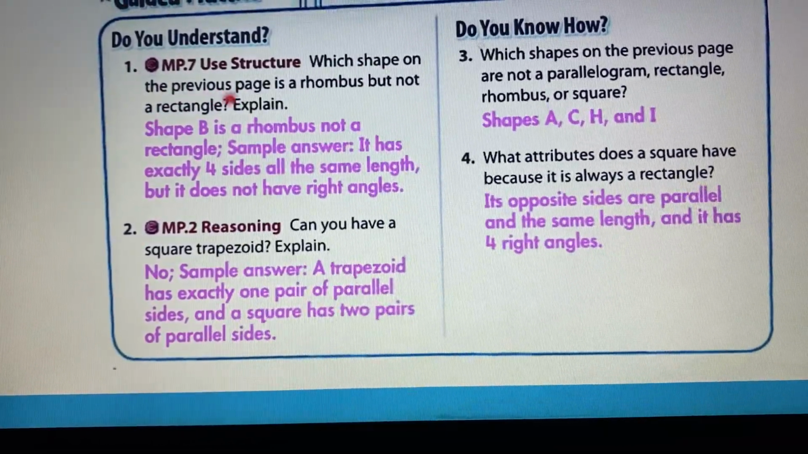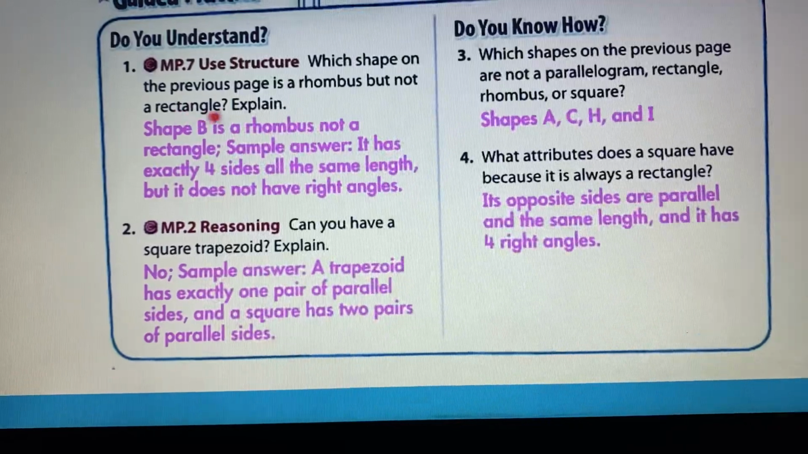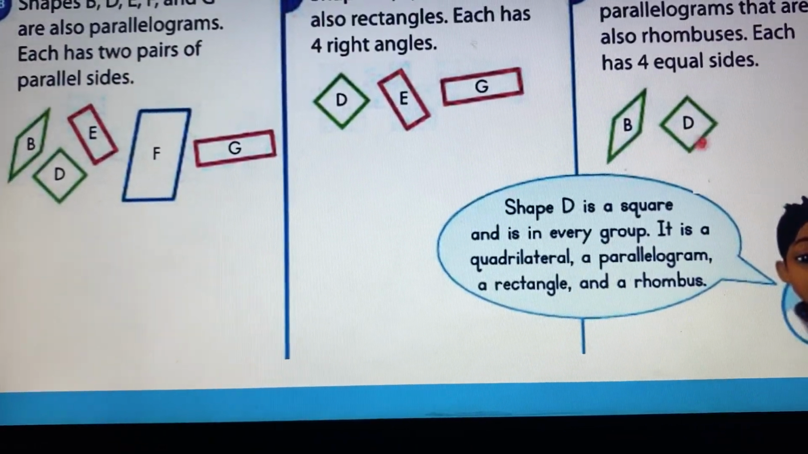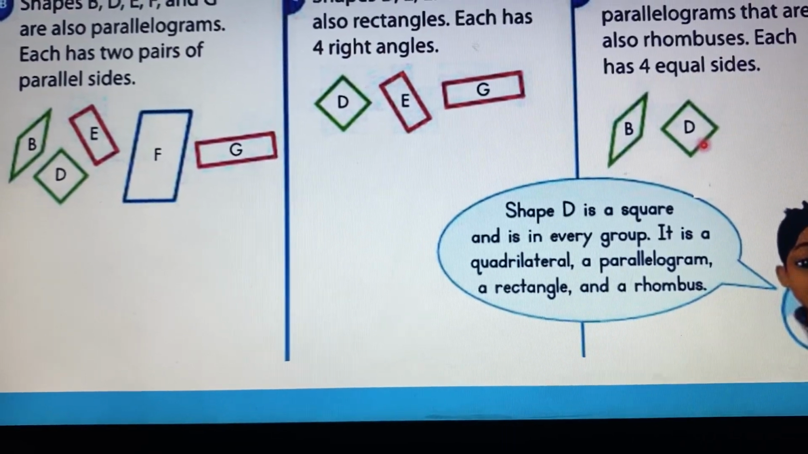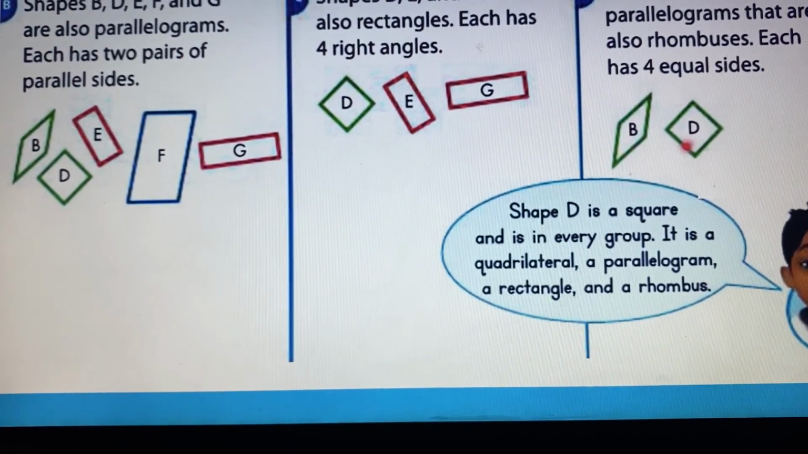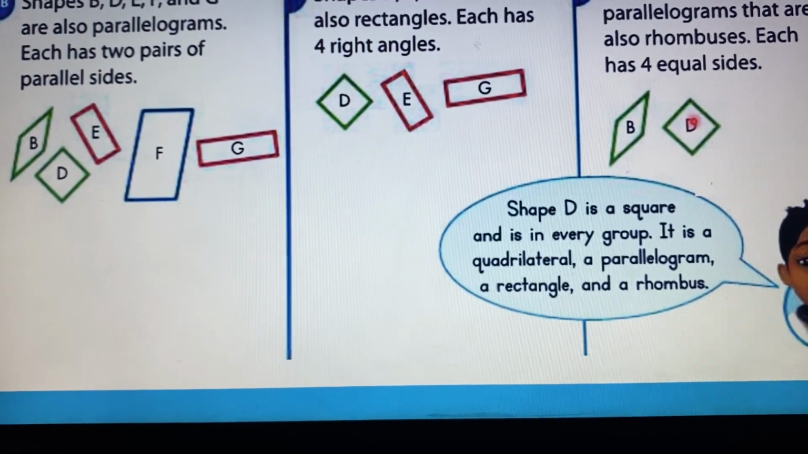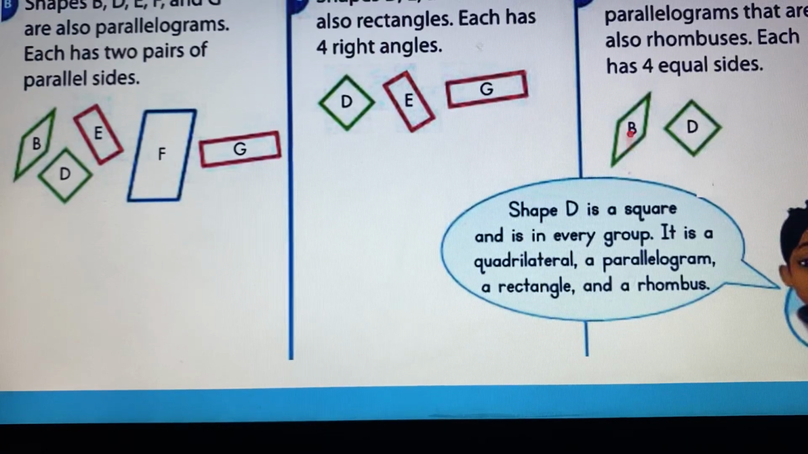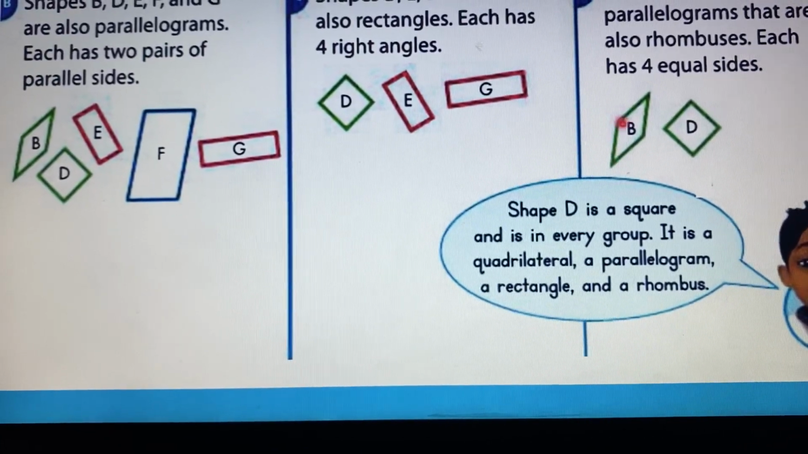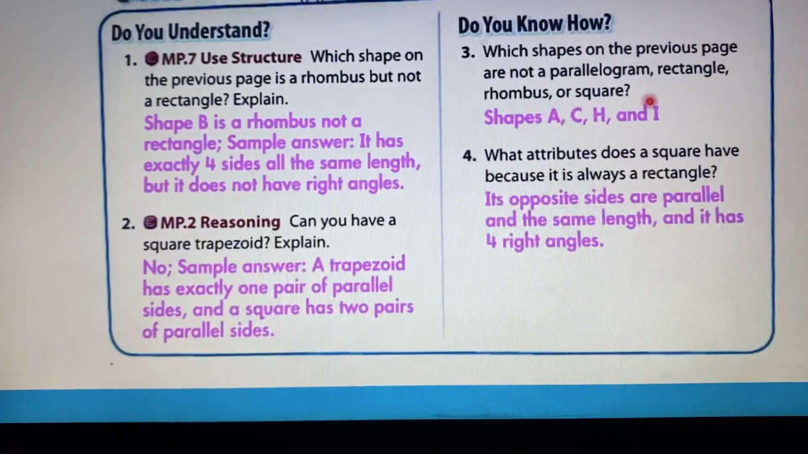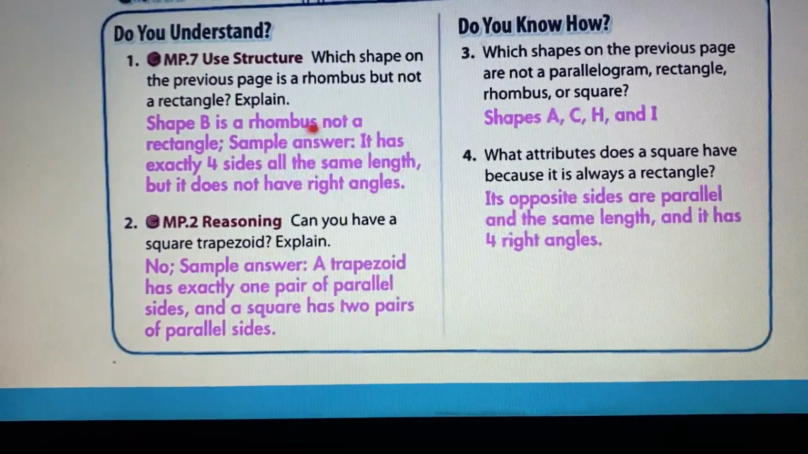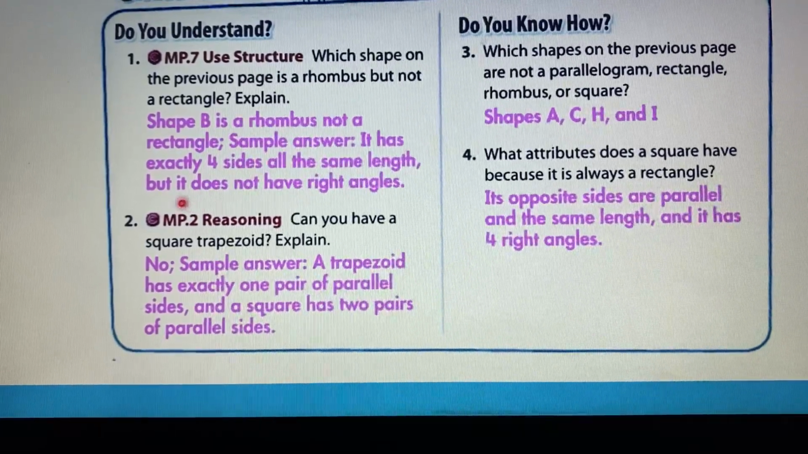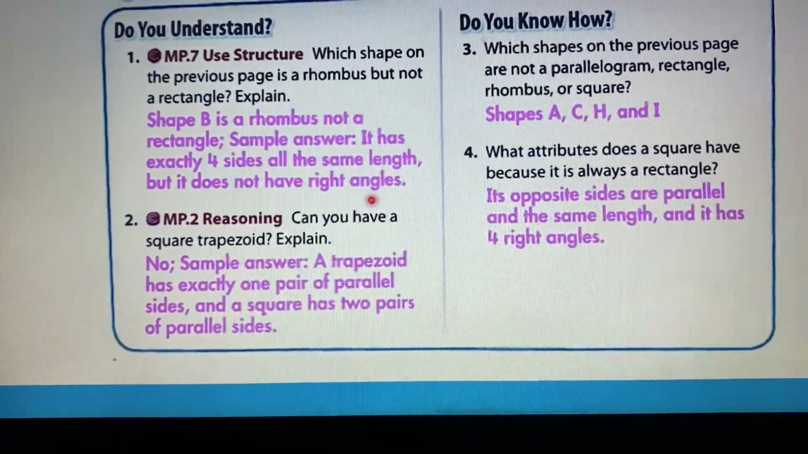Question number 1. Which shape on the previous page is a rhombus but not a rectangle? Explain. Okay, now look here. We have B and D, the rhombus shapes. But D is a square. A square is also a rectangle. In the question, they said that it's not a rectangle. So we only have B. Why? Because it doesn't have any right angle. So shape B is a rhombus, not a rectangle. It has exactly four sides, all the same length, but it does not have right angles.